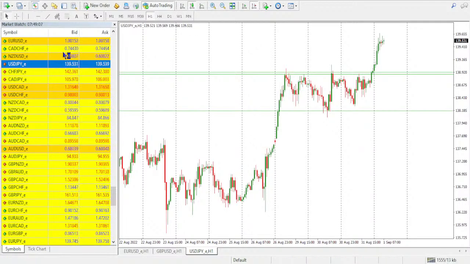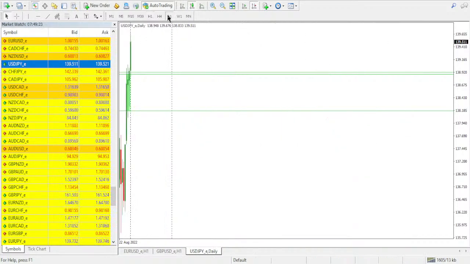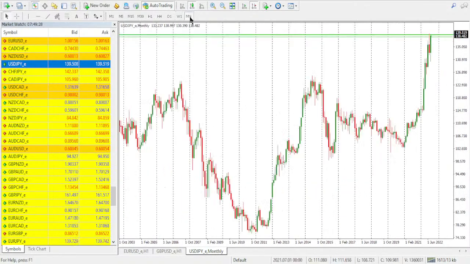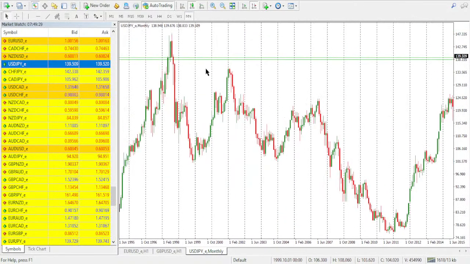Just a second, let me draw a shape here. This looks like a very good rectangular formation. You can see it here. We had a resistance, a resistance, a resistance, and then a break. So as we're speaking now, we expect the buyers to continue to push price upwards, at least up to this level here. So this is our target.